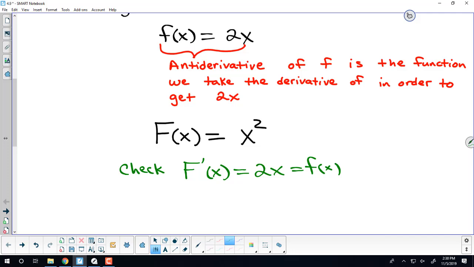Does anyone have any questions about that? At the very basic level, that's all an antiderivative is.